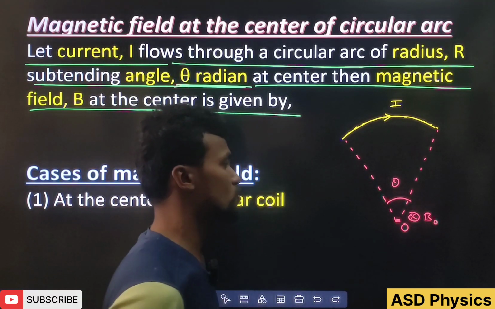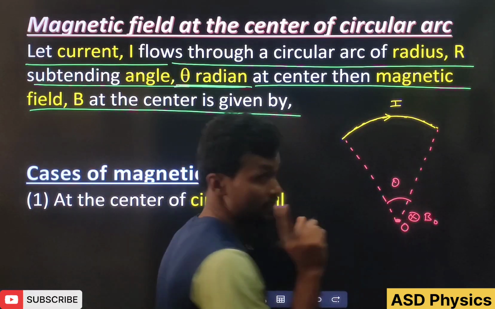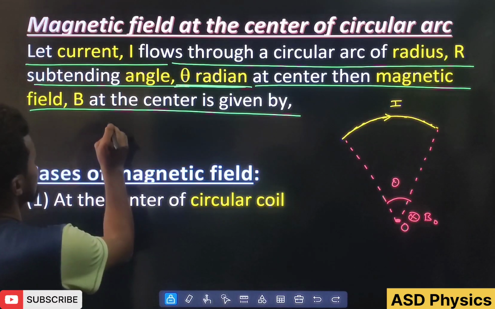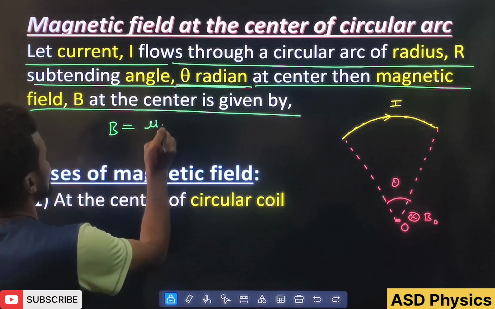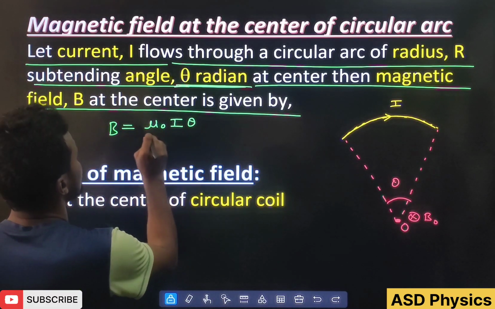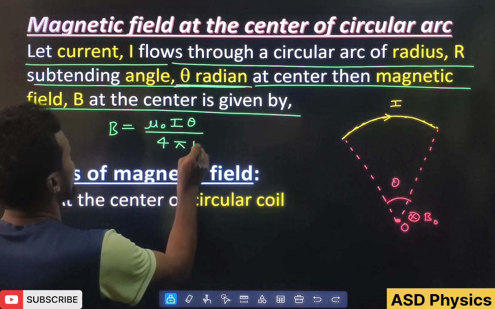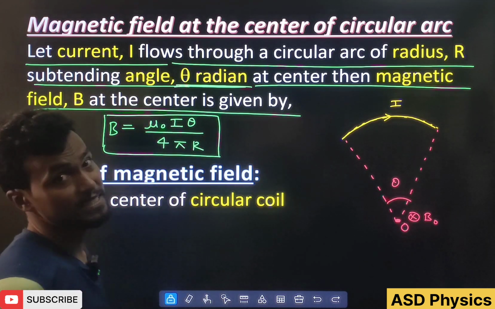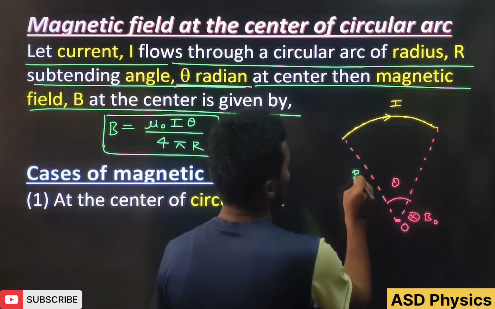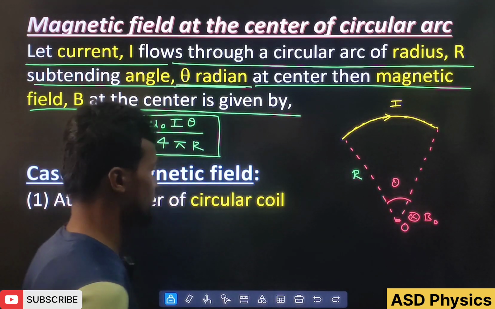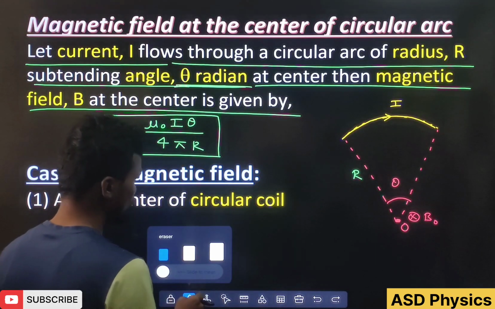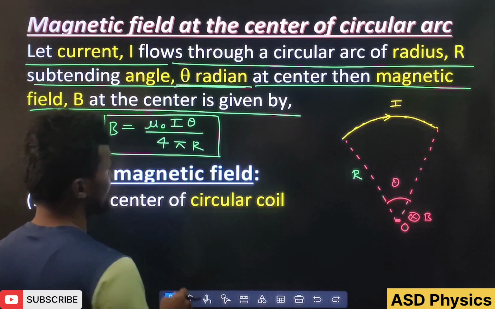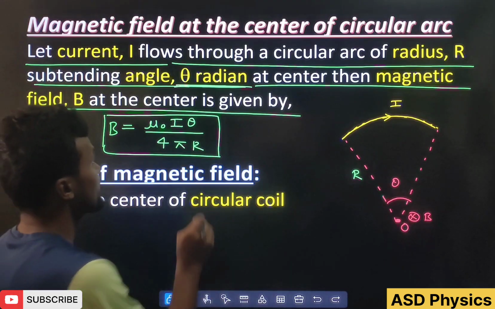So students, at this point the magnetic field is given by, remember the formula, I am writing the formula: B equal to mu naught I theta by 4 pi R. What is this? R is the radius of this arc. And there is no need to write B naught again and again, B is enough. Great, so this is the formula. Can you remember that here?